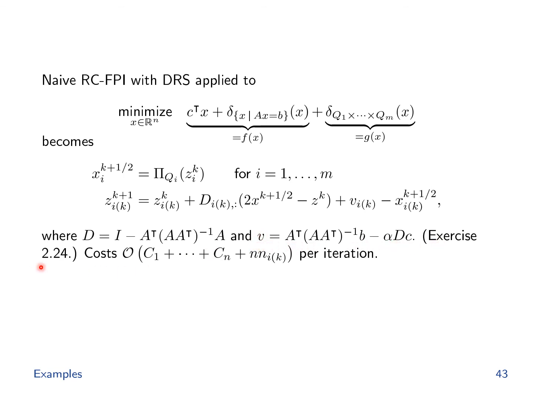See a previous exercise. Applying random coordinate updates to this DRS operation, we calculate all the xi, update all the xi, and only update one of the zi blocks. So updating all xi's can be parallelized, and updating a zi block requires the corresponding block of the D matrix, which we pre-compute. The cost of this iteration is the sum of the ci's plus n times ni_k, the size of the row block of the matrix D.